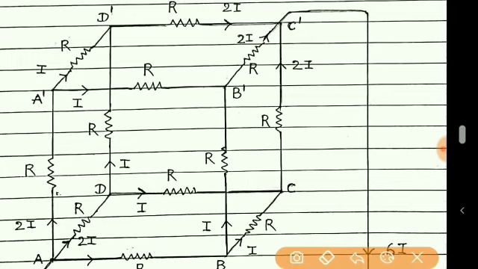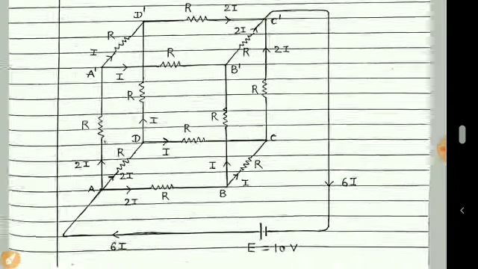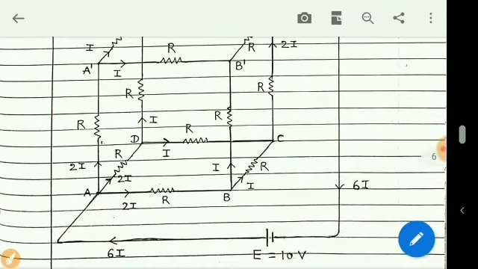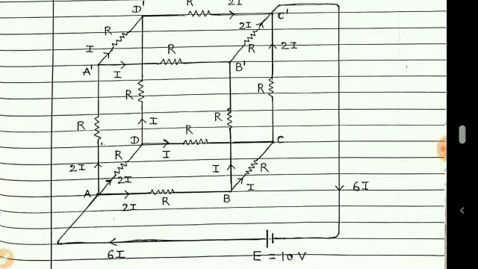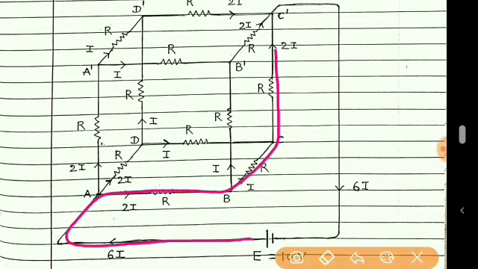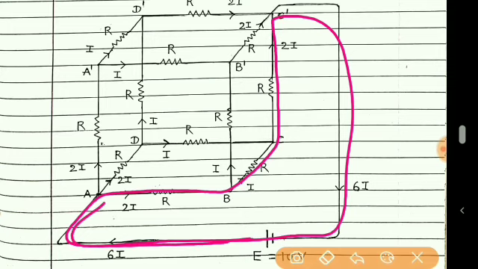Once the division of current is made correct, then the rest of the process can be done by applying Kirchhoff's second rule. Now considering this path, which path? The path which consists of the battery, that is A, B, C, C dash and E, and once again A. So a closed loop is formed.